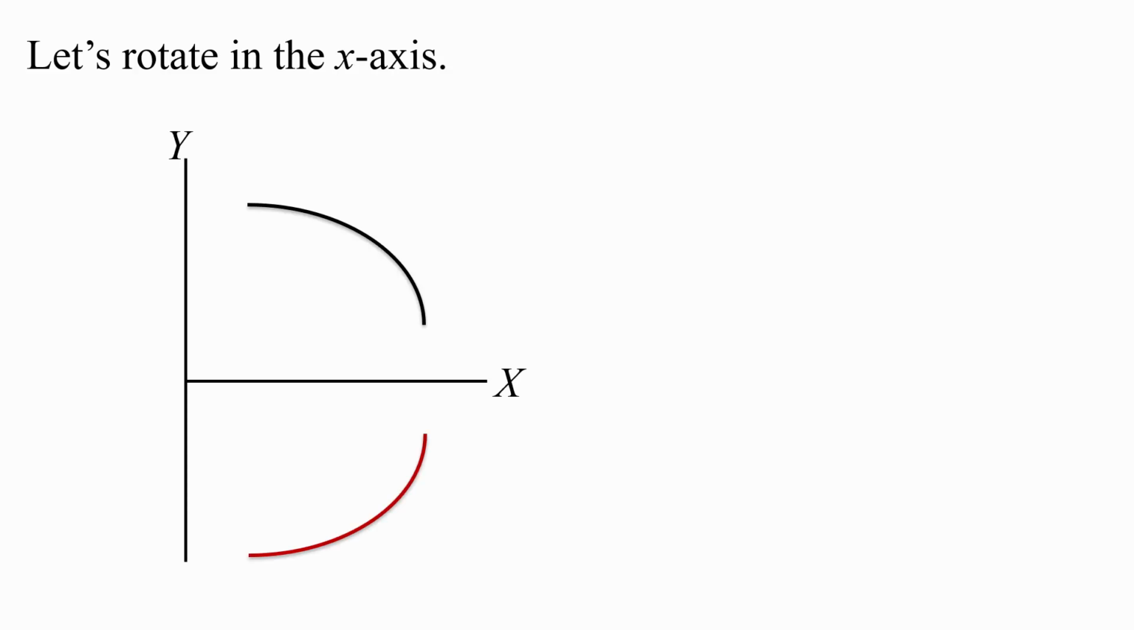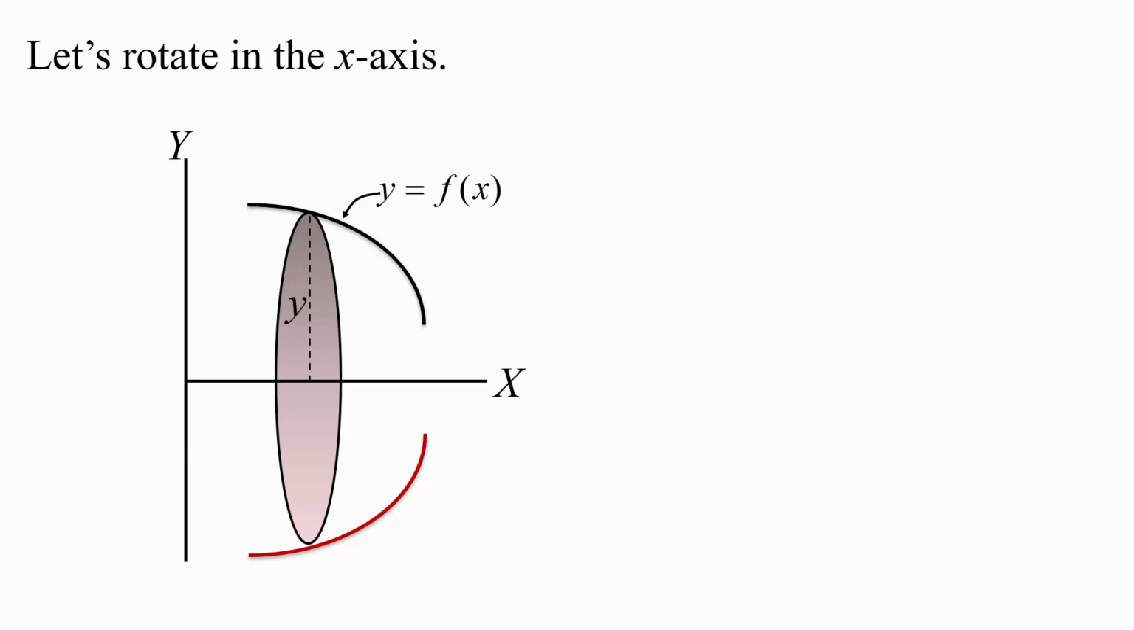There's the object at the top in black, and at the bottom it's been rotated. Now remember, we've created a three-dimensional object, and if we look at a slice of that three-dimensional object, it will look something like that. A slice will have the shape of a circle, and let's call the radius of that circle y, the y value of our function, y equals f of x.